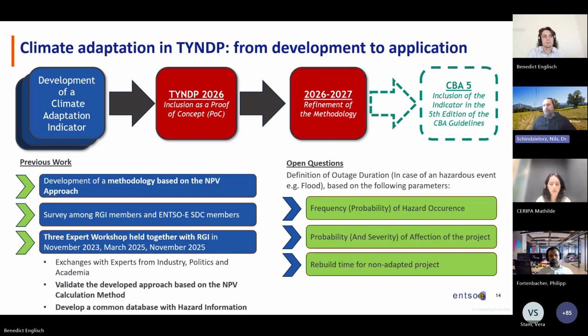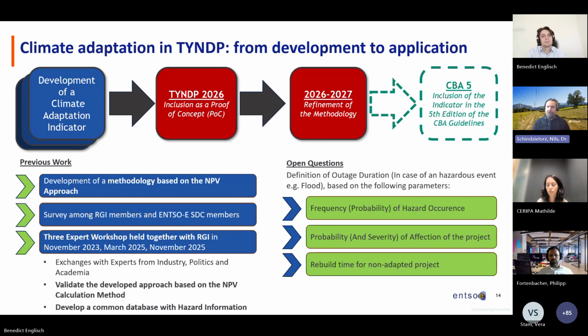That is also something that is still ongoing together with the RGI, such kind of a database, from which we were already taking some information, but this is also being further investigated and developed in the future. And before we jump into the indicator itself, I would like to show you already right now the open questions that remain, because that's an important thing and might help you in understanding the discussion on the next slide. So the definition of the outage is based on the following parameters.